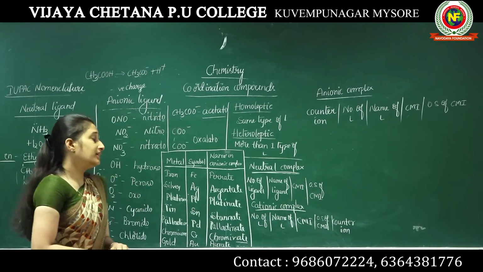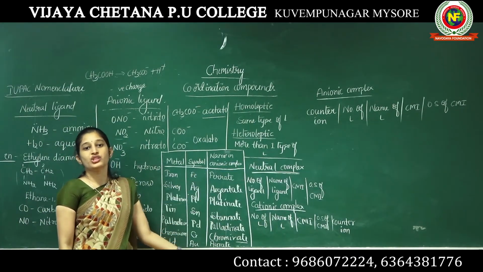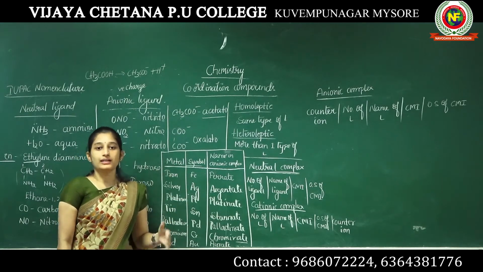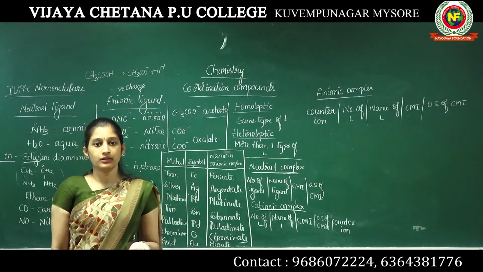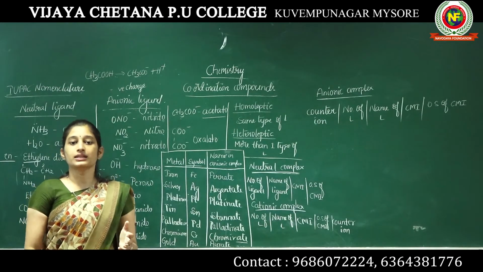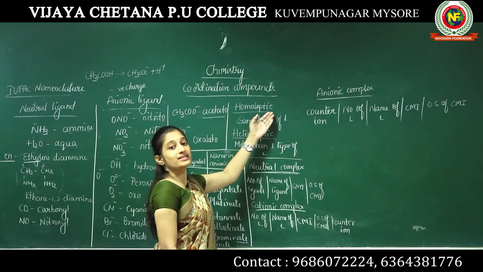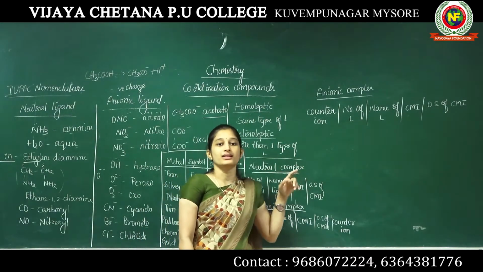And then the metal name, especially in anionic complexes. How does the metal name change? Ferrates, argentate, chromate, palladate. How does it change? It ends with ATE. And next, what is a homoleptic complex and a heteroleptic complex?